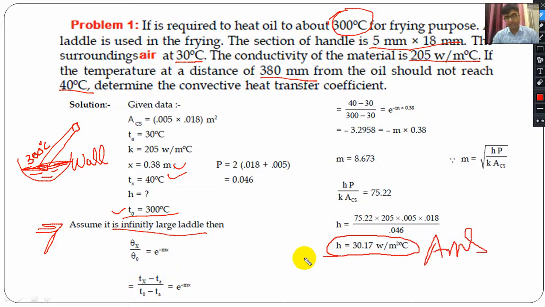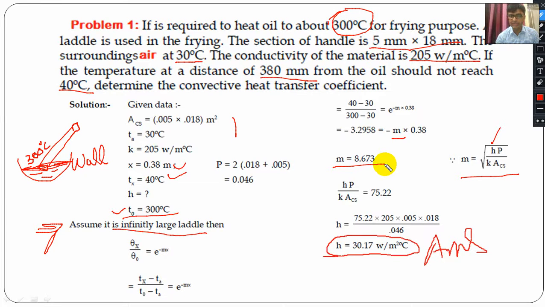So we are using this concept: theta x upon theta naught is equal to e to the power minus mx. Simply, this is (Tx minus Ta) upon (T naught minus Ta), which is equal to e to the power minus mx. Now the Tx value is given in the problem. Each and everything is given. Only m is unknown. Why is m unknown? Because you know the value of m is equal to under root hP upon kA_cs, where h is unknown for you. So you are not able to evaluate m. So by this expression you easily evaluate the m value, which comes to 8.673.